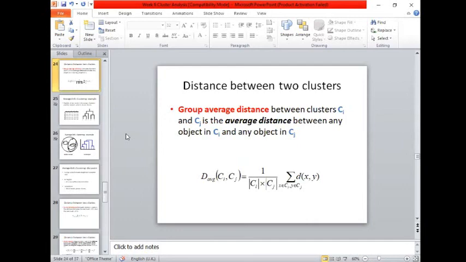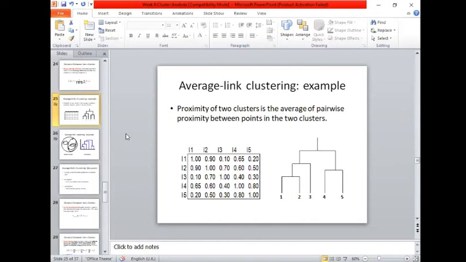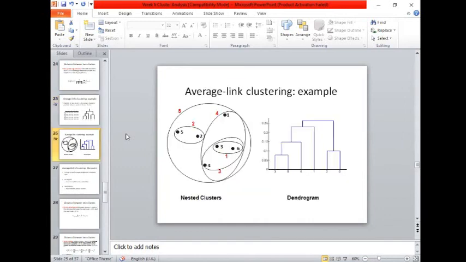Another is the group average distance between clusters I and J, which is the average distance between any object in cluster I and any object in cluster J. So this is also the formula. Look at the example here, the average link clustering. The proximity of two clusters is the average of the pairwise proximity between points in the two clusters. If you use the average link, these are the nested clusters.